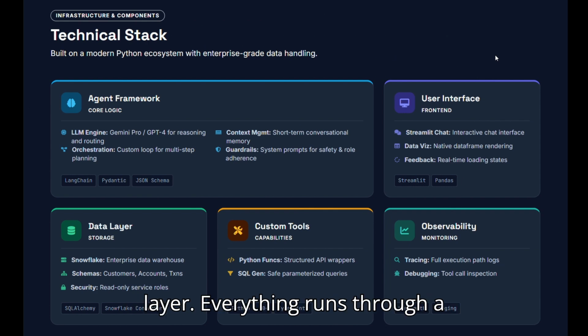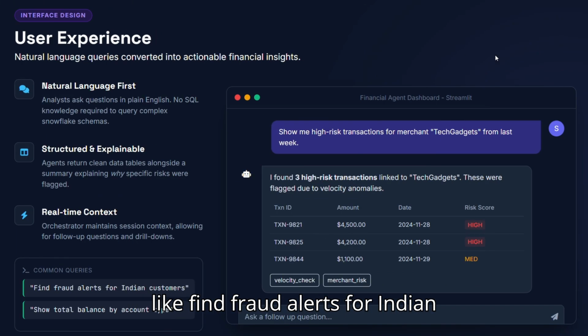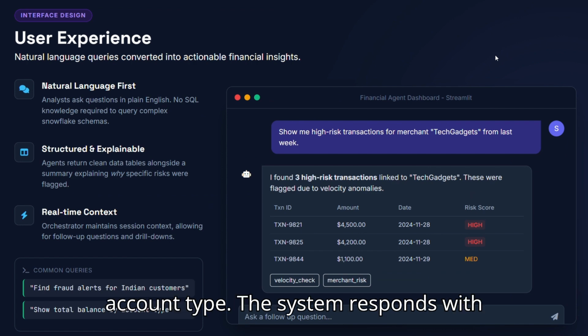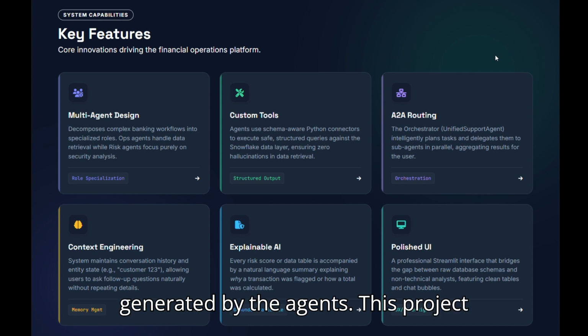Everything runs through a Streamlit UI, where users can ask things like "find fraud alerts for Indian customers" or "show total balance by account type." The system responds with tables plus a short explanation generated by the agents.